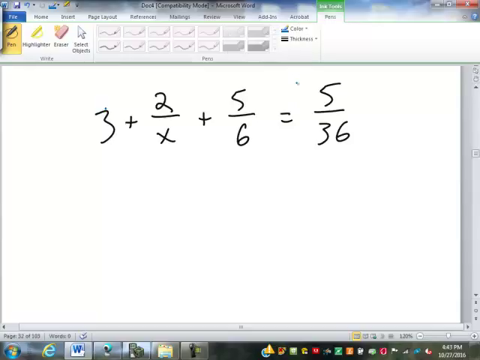Looking at this one, we have, oops, that's not supposed to be 36. That should be 3x there. We have denominators here of x, 6, and 3x.